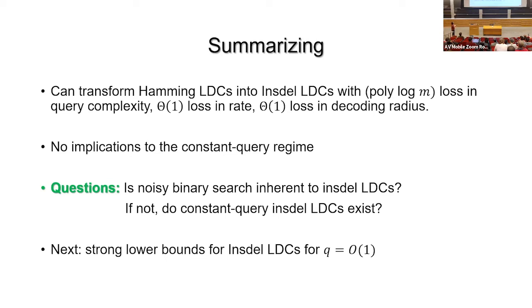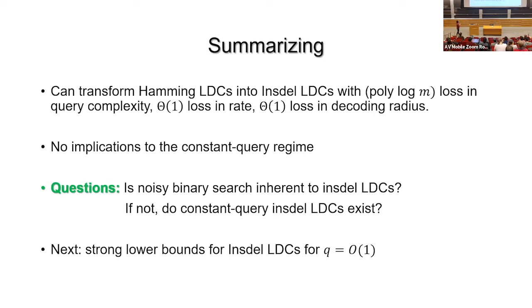So as a quick summary, we have a transformation from Hamming to INSDEL LDCs with polylog m loss in query complexity, and just a constant fraction of loss in rate and decoding radius. We have absolutely no implications in the constant query regime.